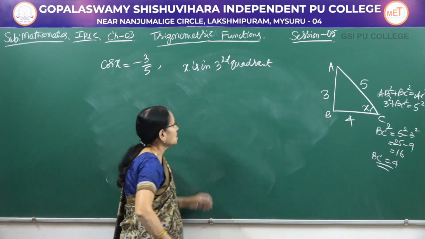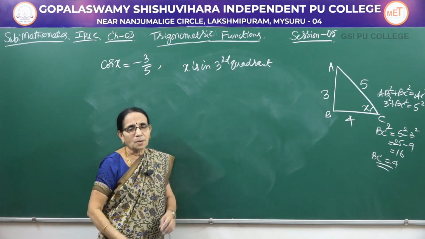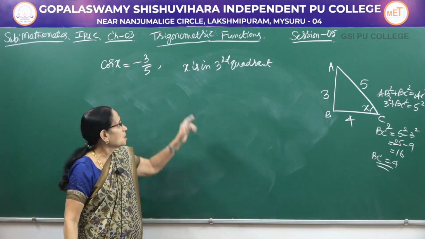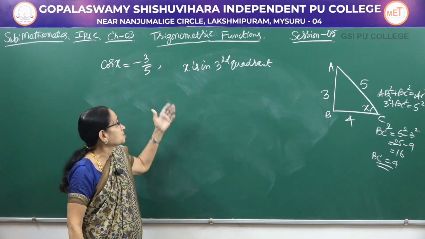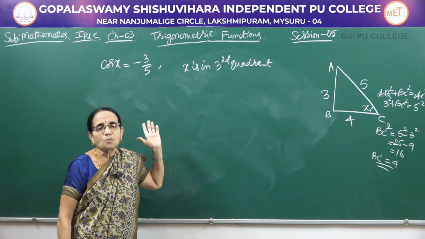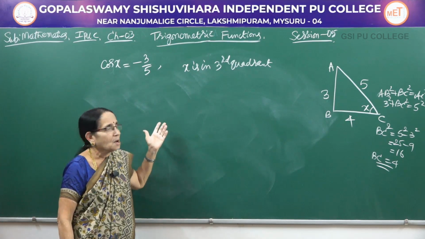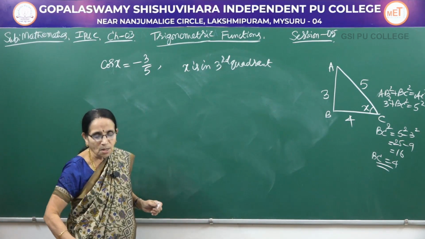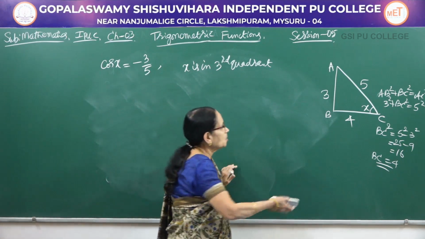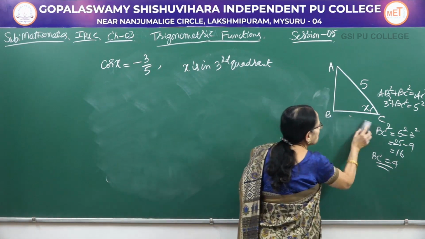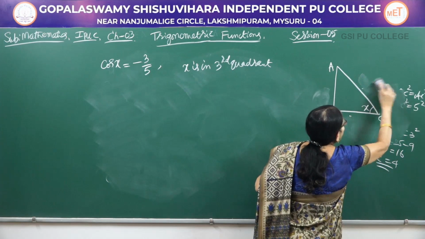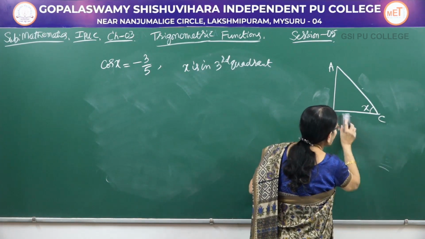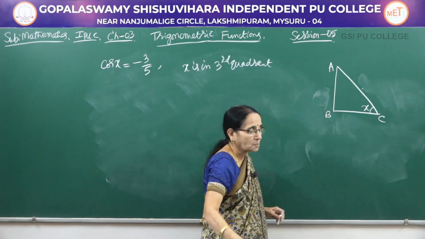Usually all the 5 will not be asked. For a 1 or 2 mark question, 1 or 2 ratios would be asked. Suppose cos x is given, they may ask you to find tan x and sin x, like that. All the 5 usually are not asked in the examination. Now let me consider the triangle here. For each problem you have to draw a different triangle.